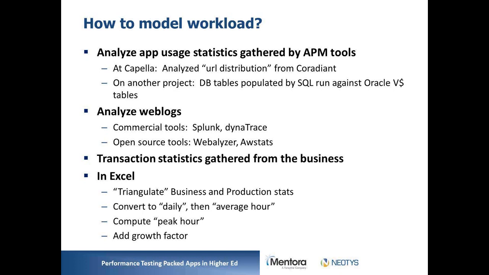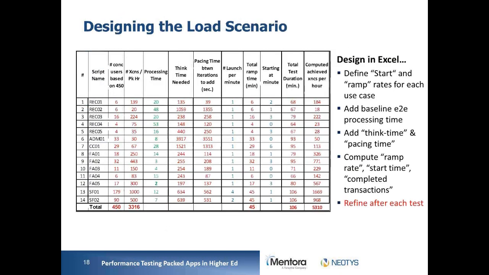I like to say that Excel is probably the number 2 tool that we use in our practice, because as we start to acquire some of these reference numbers, we've got to convert them typically from daily to average hour. Figure out what a peak hour looks like compared to an average hour, apply a factor, look at growth, what is this organization expecting to do in terms of increased volume over the next 12 to 18 months. All of this can be done in Excel and ultimately yields for us a scenario that looks like this.